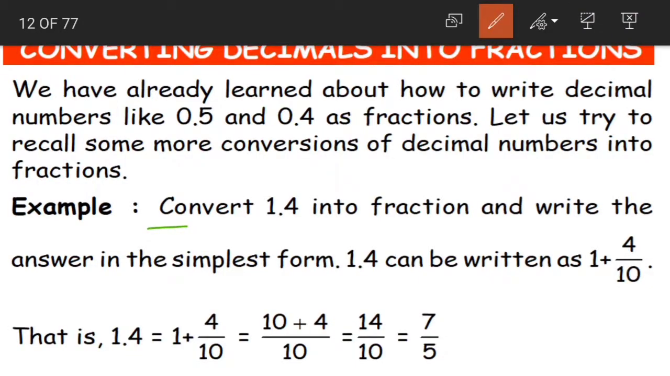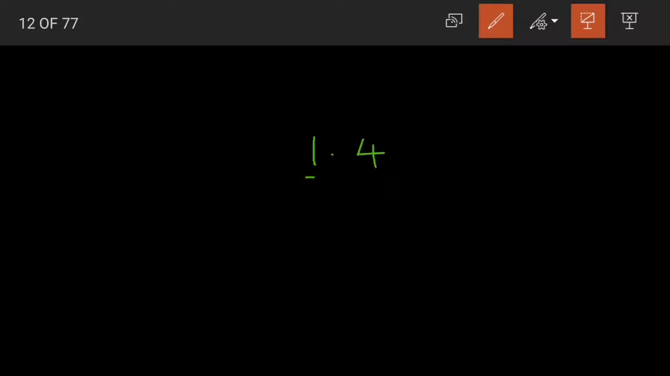Now that was basic conversion. Now what do we have now? Convert 1.4 into a fraction and write the answer in the simplest form. Now what are they saying? We are having the decimal number 1.4 here. Now if you remember about the place values of decimal numbers, children, what is this? 1 here is in the ones place, we know that. Now what about the decimal part? 4 is in the 1/10 place.